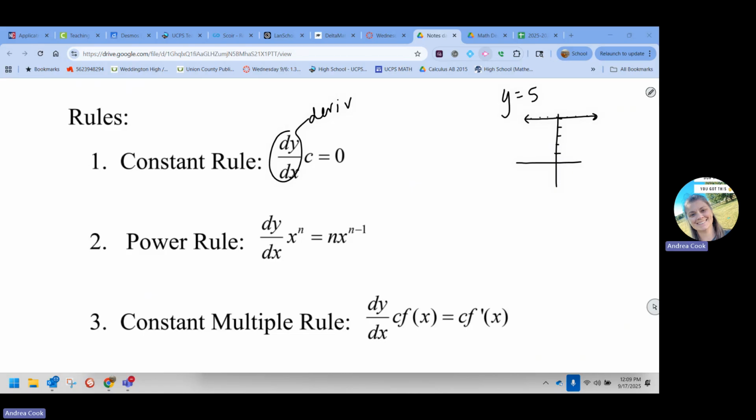And that's true no matter what number you choose. If you do y equals 2, still 0. Y equals -1, slope is still 0. So any constant on its own will go to 0. So that's the first rule.